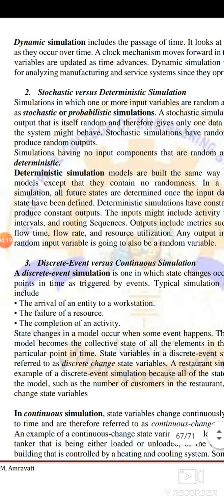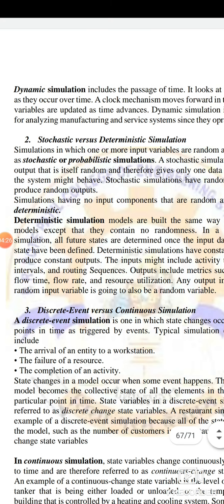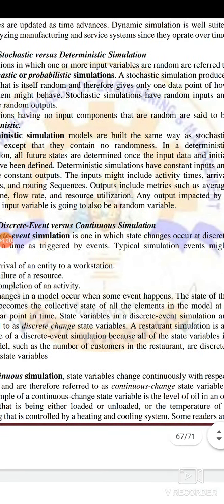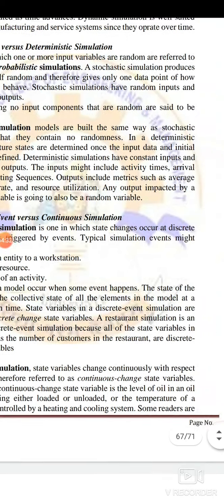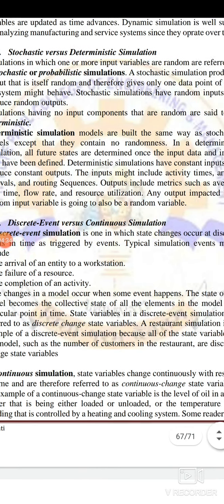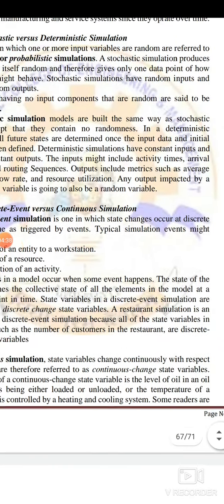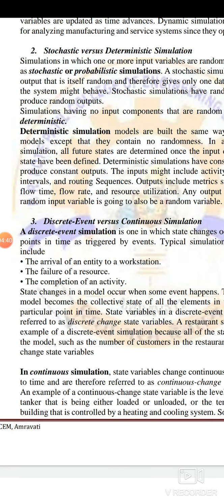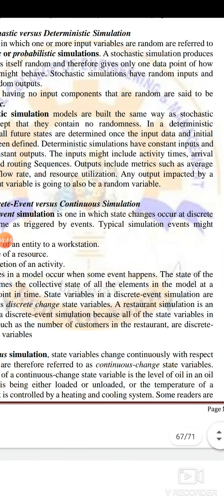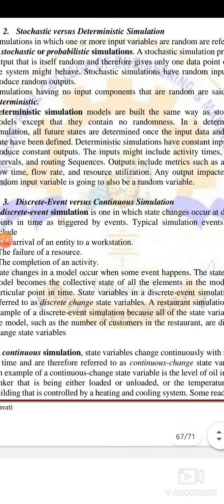Such a thing is called stochastic or probabilistic simulation, because there is a probability that one change might occur or another might. And deterministic means all the values are fixed, they are not going to be random. They contain no randomness. In a deterministic simulation, all future states are determined once the input data and the initial state have been defined. So that means in deterministic solutions, there is no randomness.